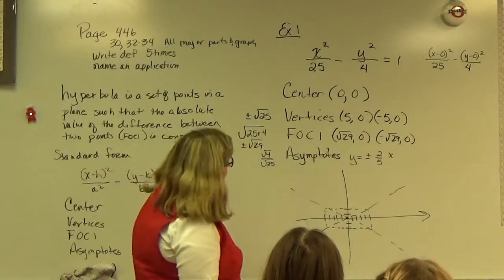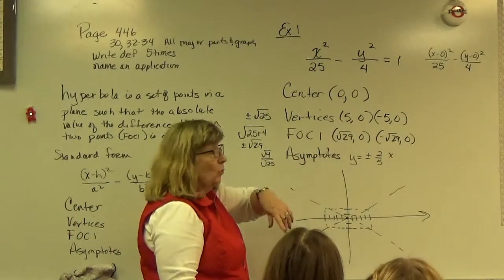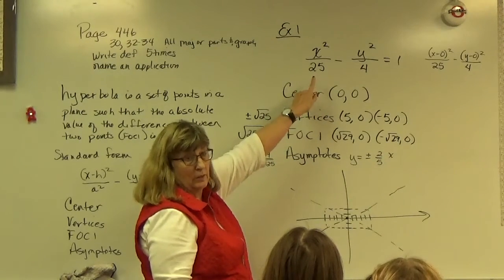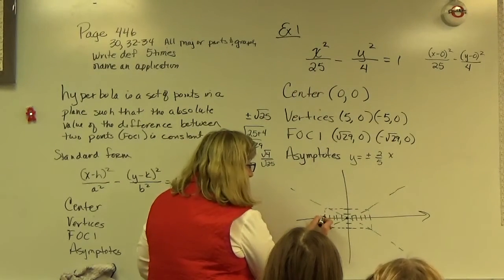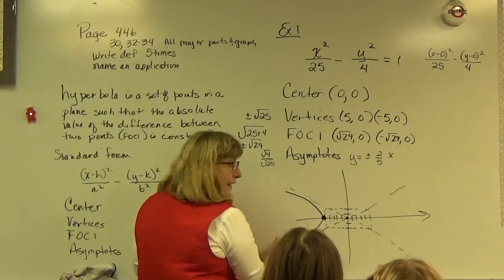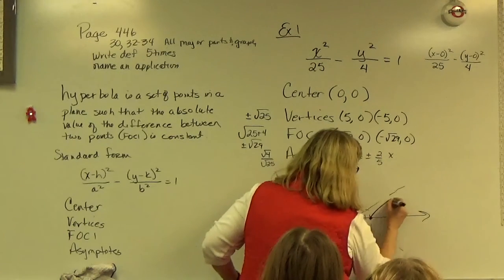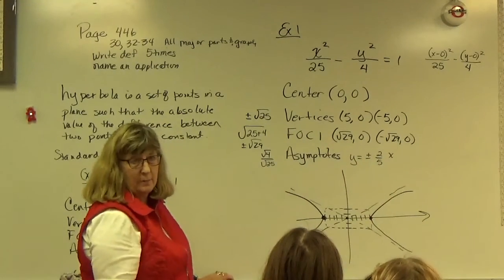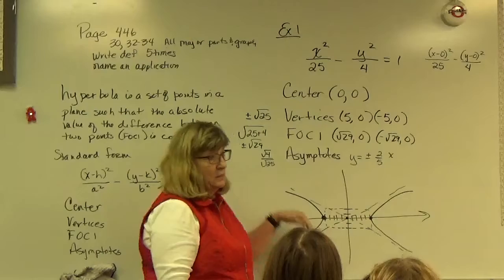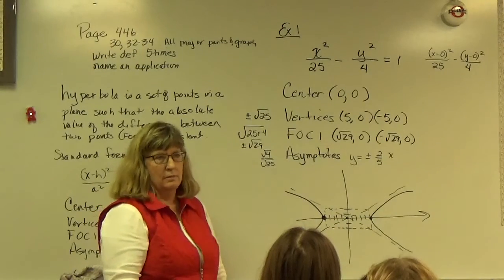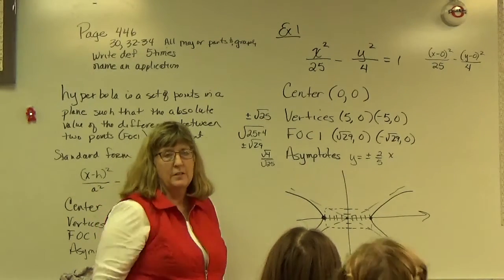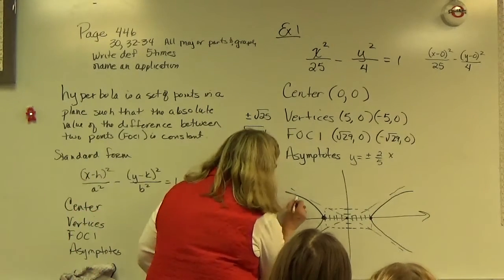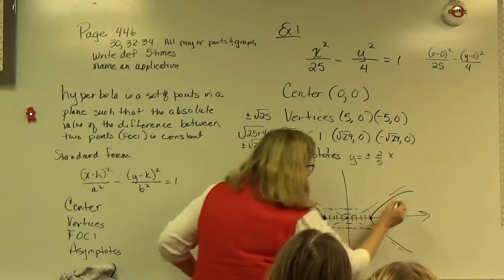Now, my vertices are at 5, 0. Or here's another way to remember it: which variable came first? That means my hyperbola is going to go on the x-axis on each side, getting close to those asymptotes without crossing them. And those dotted lines are the asymptotes. Asymptotes are always dotted lines, because you get close to them without touching them. So the hyperbola, and let me use a different color, is really this part right here.